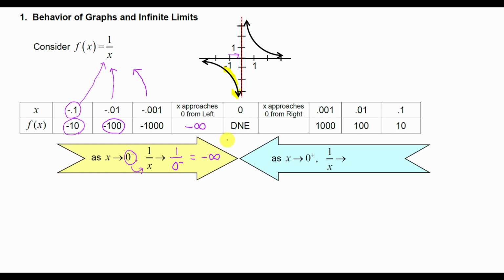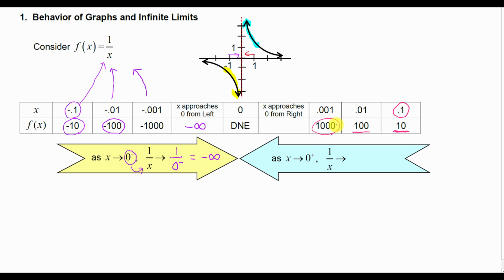Similarly, now let's look at the right-hand side of 0. So as x approaches 0 from the right, your function value is increasing without bound. And we can also see this numerically by plugging in x values that are small positive numbers. So if you plug x equals 0.1, 1 over 0.1 gives you positive 10. When you plug x equals 0.01, 1 over 0.01 will give you 100. When you plug x equals 0.001, 1 over 0.001 will give you a y value of 1000.